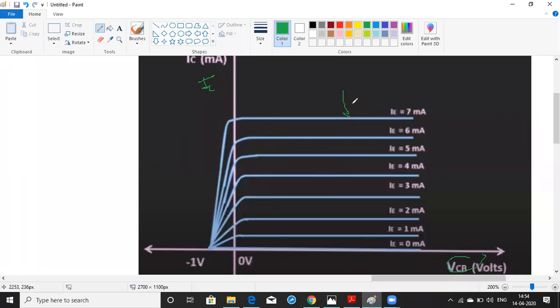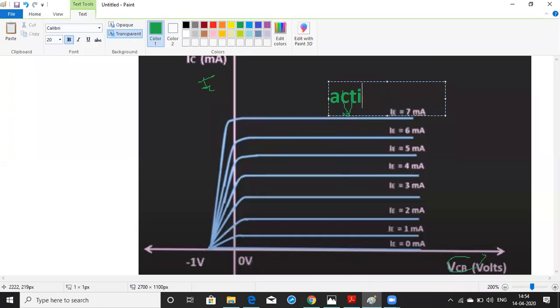This region we are going to call as... I think the font size is too large. Let me try to decrease the font size.